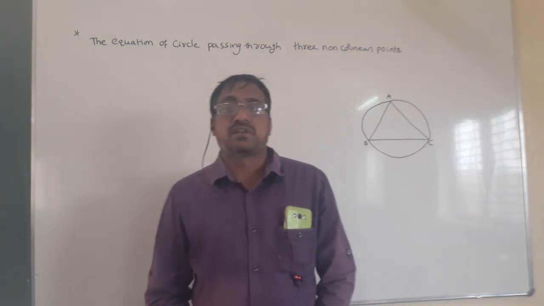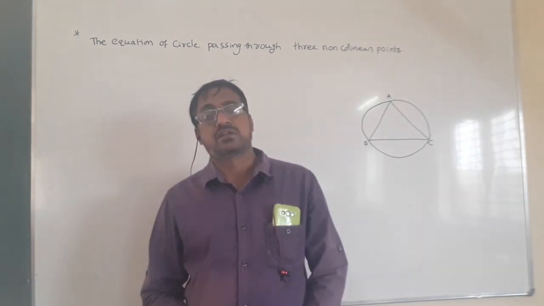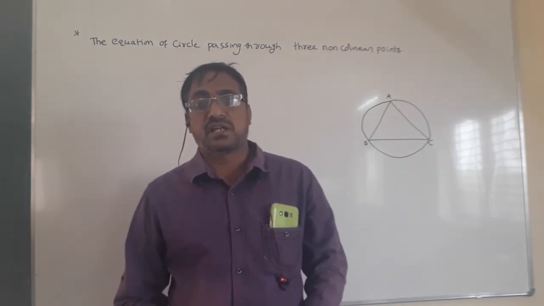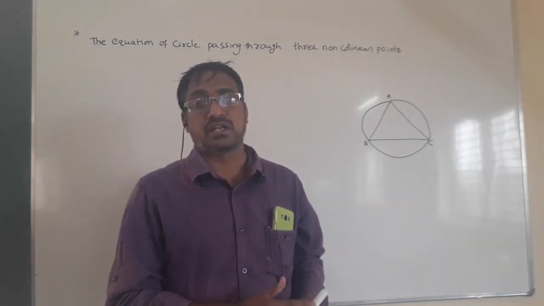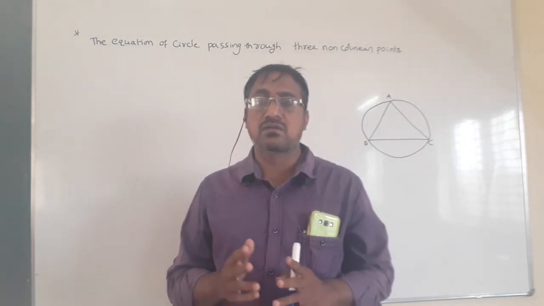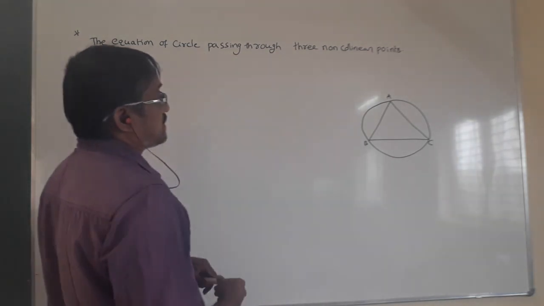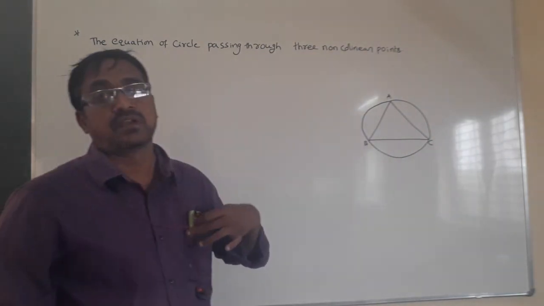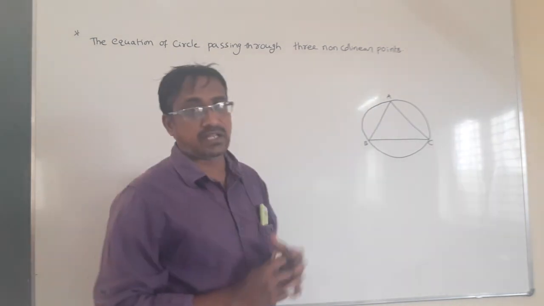The next concept is to find a circle passing through three non-collinear points. Now we know that 3 points are said to be collinear if they lie on the same line. Otherwise they are non-collinear. Remember that 3 non-collinear points always form a triangle. Here you can see A, B, C are 3 non-collinear points. They always form a triangle like this.